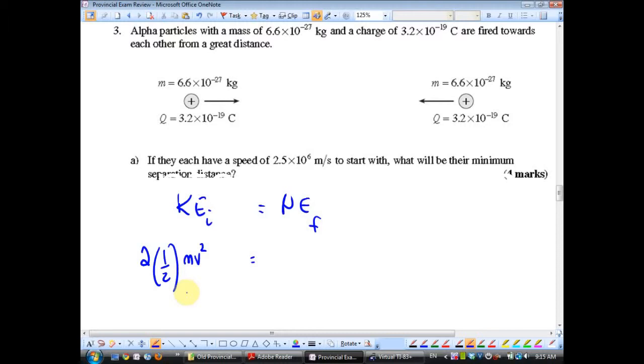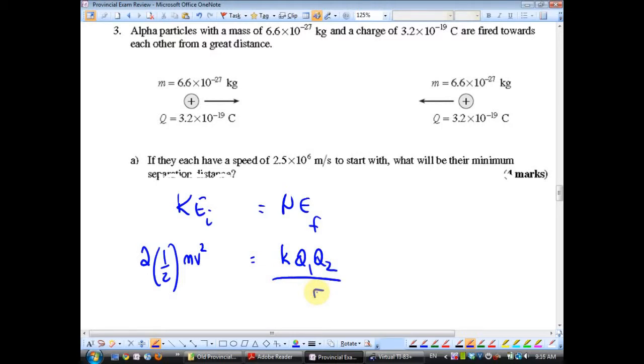This was the one that had like 8 formulas that all looked identical. So you might want to very carefully look at your formula sheet and ask yourself, which of those is the potential energy between 2 point charges? I'll give you a hint. If it's point charges, it always has a K in it. Over R.